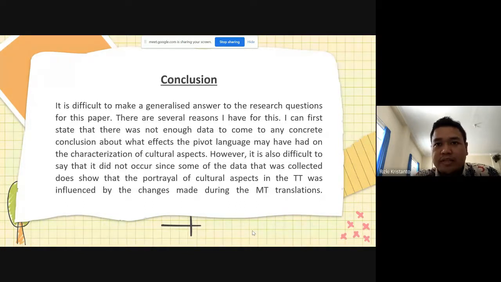And the conclusion of this article is that it is difficult to make a generalized answer to the research question of this paper. So, as I told you before, in this discussion I don't have an answer. I mean, this researcher doesn't have an answer to it, because he says himself that it is difficult to make a generalized answer to the research questions. It means that I would say this article is not that good for you when you want to learn indirect translation. I think we need to find another article when you want to do research, especially in indirect translation.